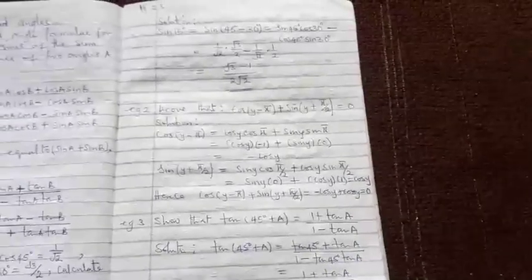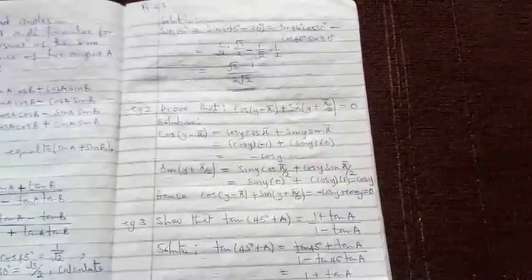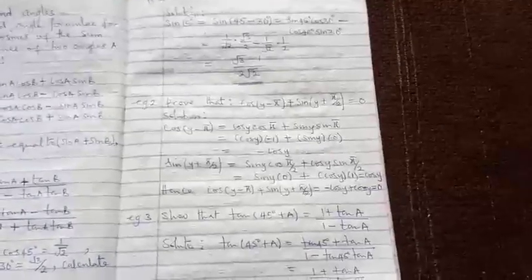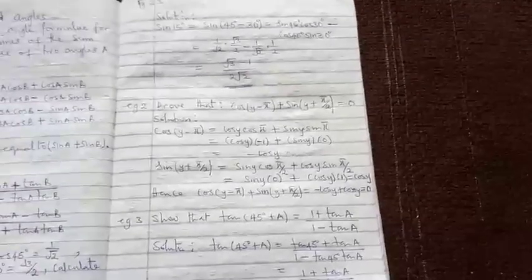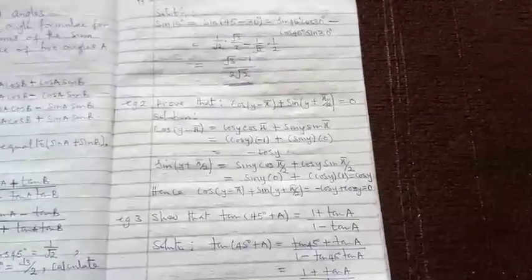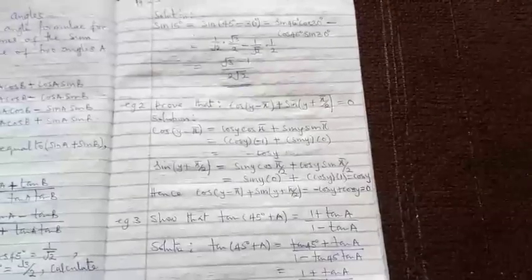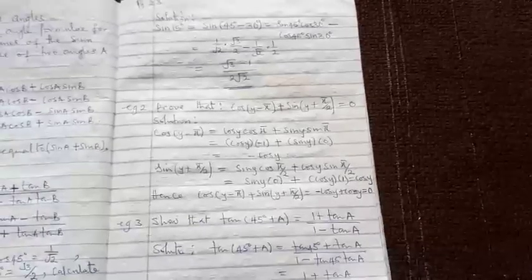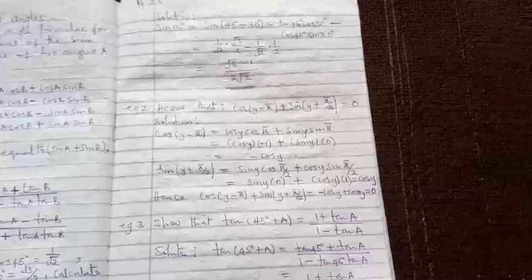Example 2. Prove that cos of y minus pi plus sine of y plus pi over 2 equals 0. Solution. Cos y minus pi equals cos y cos pi plus sine y sine pi. And of course, cos pi is minus 1. That gives cos y into minus 1. And sine pi is 0, which is cos y times minus 1 plus sine y multiplied by 0. That gives minus cos y.